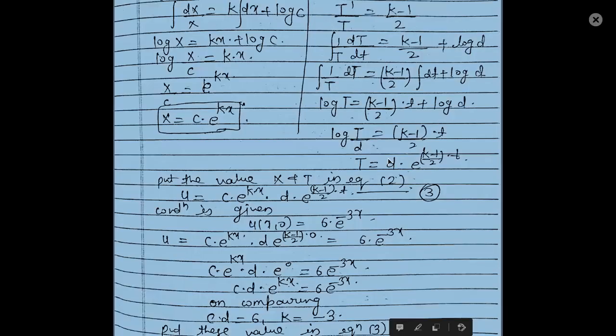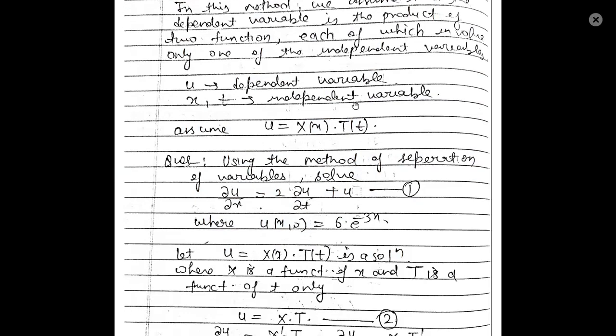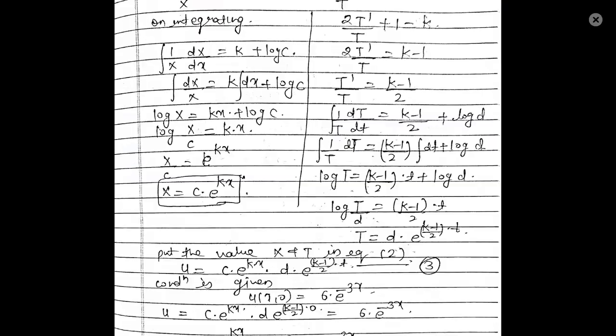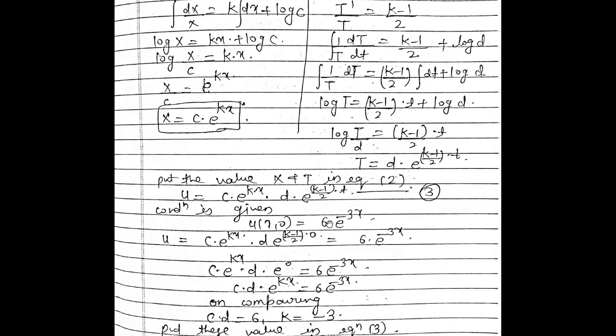Now one condition is given in your question, that u(x,0) is equal to 6 into e to the power minus 3x, right? So we have to use this condition because this condition is given to us. So just write here, u is equal to c into e to the power kx into d into this one, t here 0. You can see that t means 0 here, right? And it is equal to 6 e to the power minus 3x.